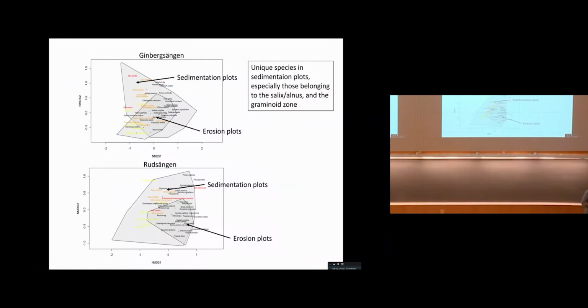When we compare the two, the sedimentation side of the point bar and the erosion side of the point bar, we see that the erosion plots are more or less a subset of what's in the sedimentation plots, but the sedimentation plots have some unique species, especially those belonging to the Salix-Alnus zone and the Graminoid zone. And if you remember, these are naturally the most species-rich zones in the riparian vegetation. And these are just two sites showing similar results.